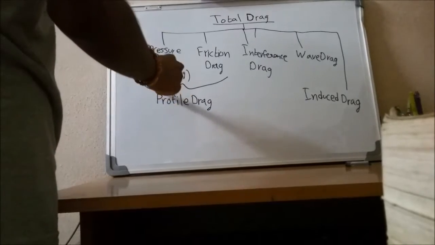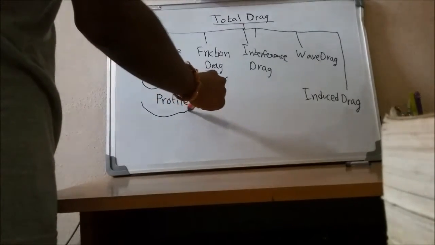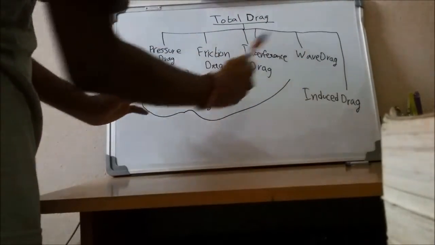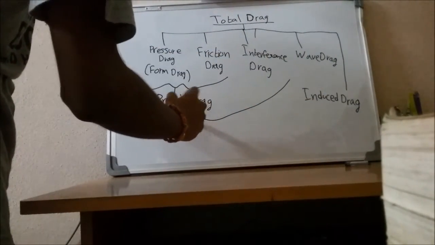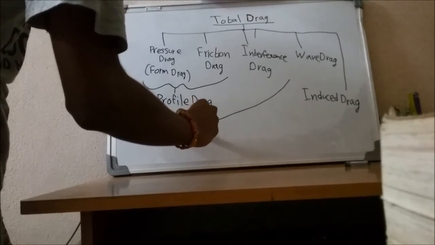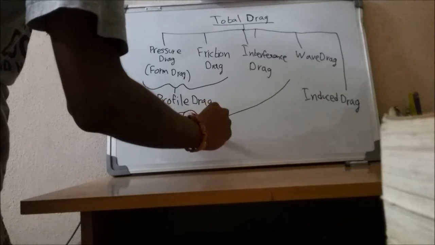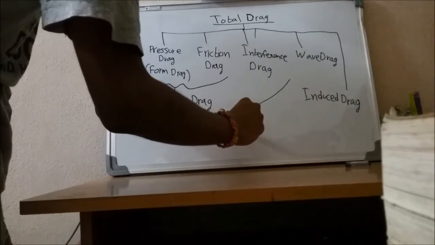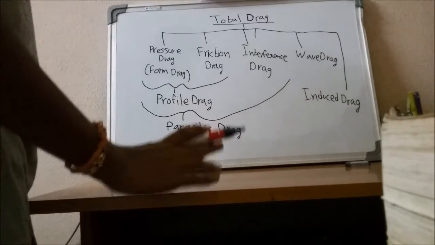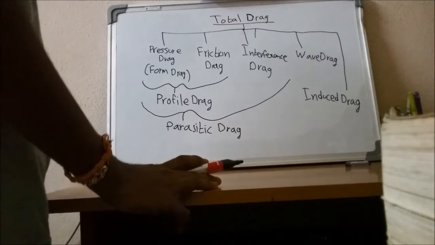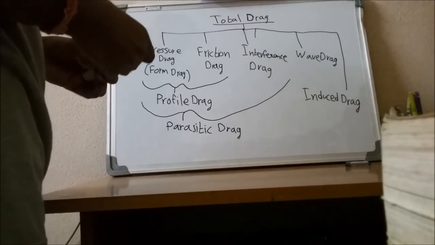And profile drag and interference drag, these two things are again combinedly known as parasitic drag. Okay, so these are the basic things involved in the total drag.